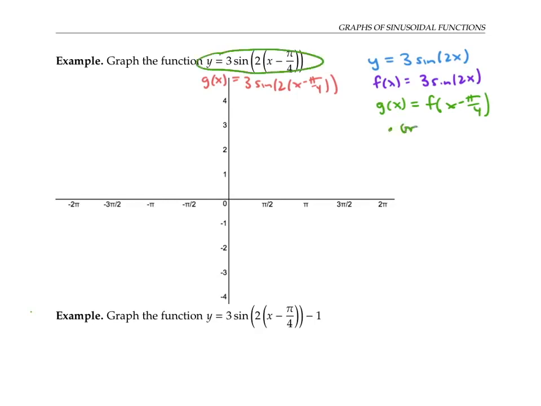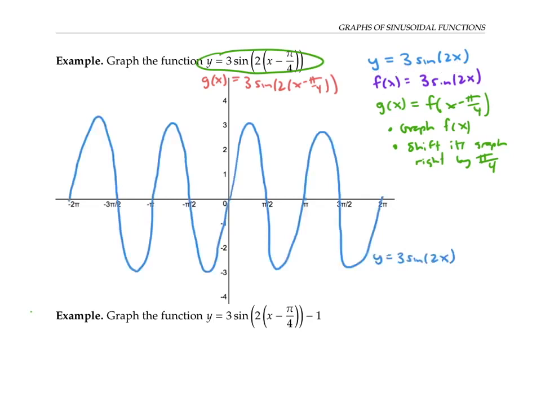We can first graph f(x). We already did that on the previous page. And then we can shift the graph to the right by pi/4, because that's what you do when you subtract a number on the inside of a function. So here's the graph of y = 3 sin(2x). Recall that it's just the graph of sine stretched vertically by a factor of 3 and shrunk horizontally by a factor of 1/2. Now, to graph the function that I want, I'm going to shift this graph over by pi/4 to the right.